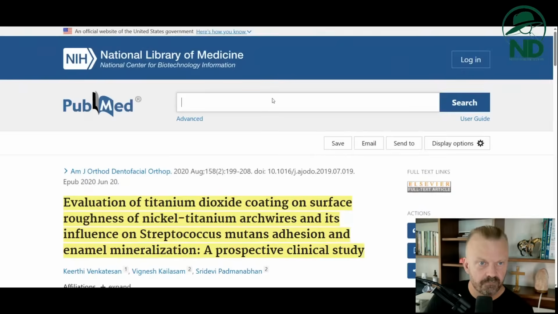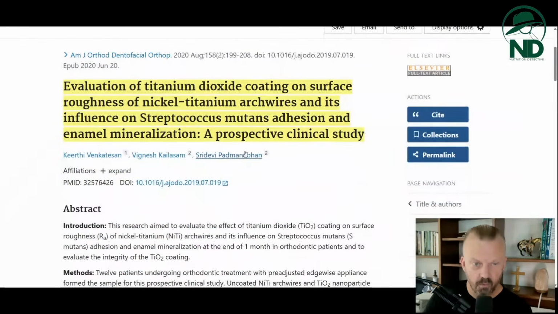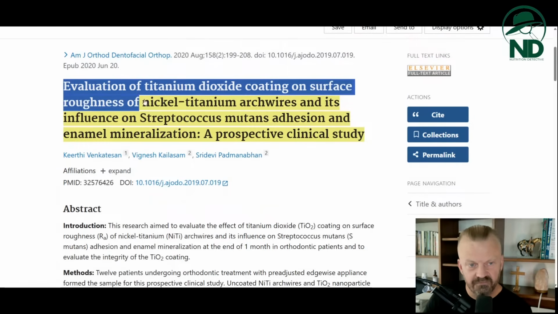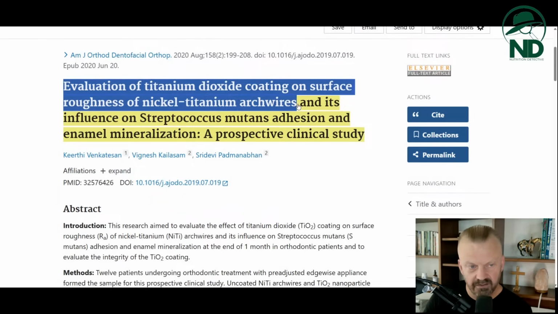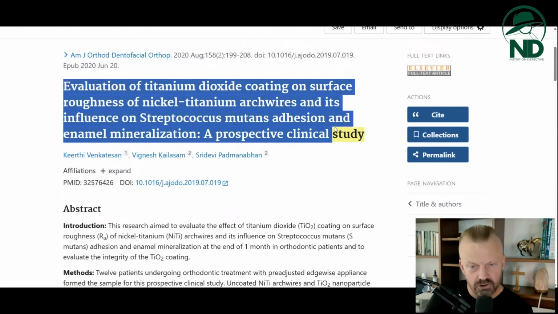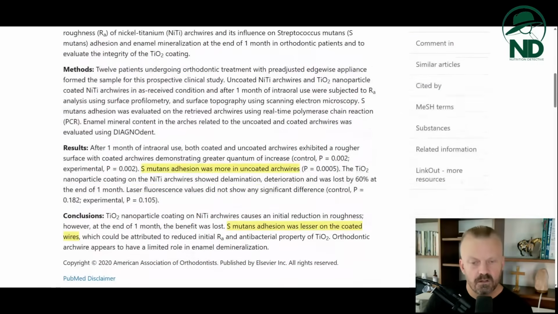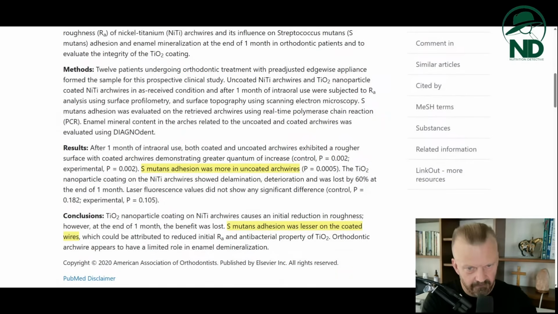Okay, let's keep going. What happens when they coated the wire? Evaluation of titanium dioxide coating on surface roughness of nickel titanium arch wires, there's that nickel again, and its influence on strep mutans adhesion and enamel mineralization, a prospective clinical study. So they coated one of the wires, right? They had a titanium dioxide coating, probably a white looking coating on one of the wires, the coated one, and then they had an uncoated wire that was just the stainless steel or the nickel titanium, whatever they were using. Yeah, nickel titanium. There it is.